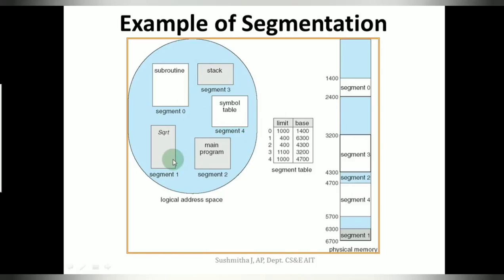Then I have segment 1, which starts at 6300 and its length is 400, so the range of segment 1 is 6300 to 6700. Similarly for segments 2, 3 and 4. So this gives us a dynamic and uneven allocation of memory. So that completes your chapter about memory management. Thank you, students.